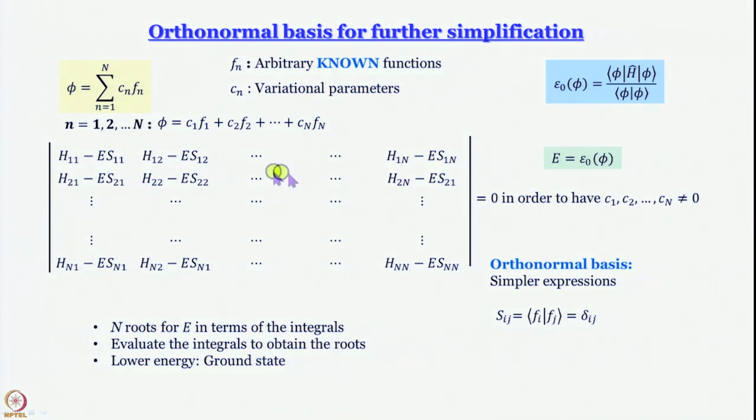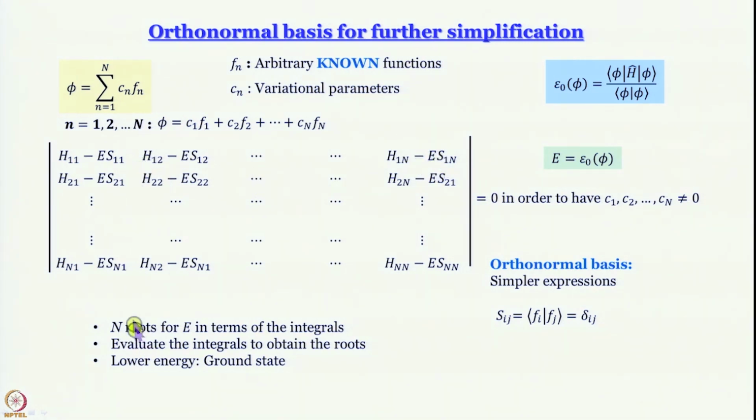So, what happens to this determinant in that case? H11 minus E S11, this S11 becomes 1. So, this becomes H11 minus E. In the 1 2 position, S12 becomes 0. So, the second term vanishes completely, and you are left with only H12. That happens for all the other elements, all the way until H1n, where S1n also becomes 0.